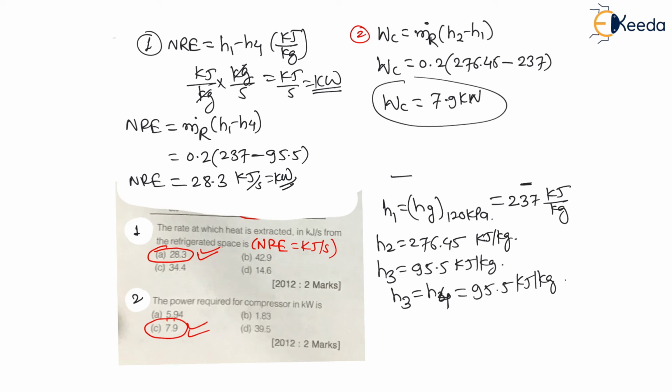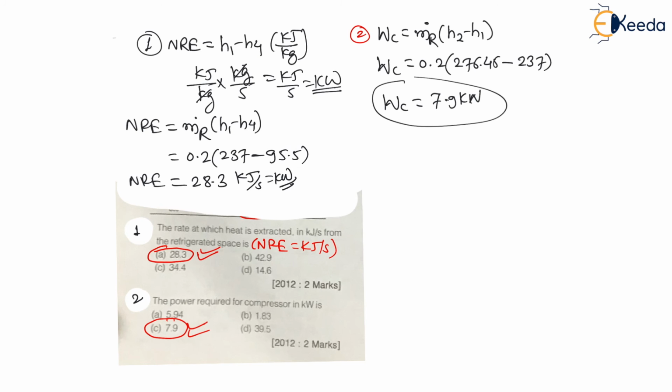Now, my dear students, for the same question, they can ask you what will be the COP of the cycle. Here, if they ask you the COP of the cycle, the COP is nothing but net refrigerating effect divided by work of compressor. Therefore, COP of the VCR cycle is equal to net refrigerating effect divided by work of compressor. Therefore, net refrigerating effect is 28.3 divided by work of compressor, 7.9. Whatever may be the result, you can find it for COP.